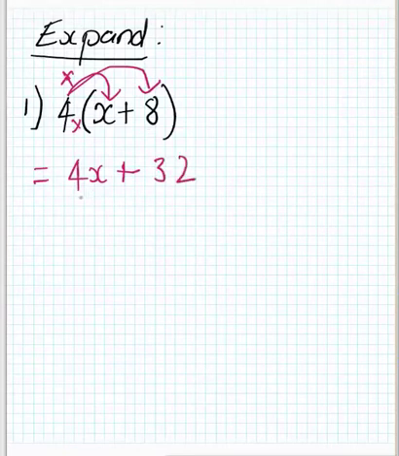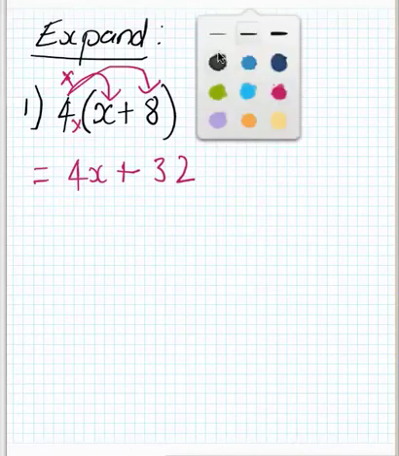And now, can we add 4x and 32? No, we can't. If we had an x here, then yes, we could. We can go 4x plus 32x to give us 36x. But we can't add that because there's no x here. So they're two different things, and we know we can only add like terms. So just stop there.